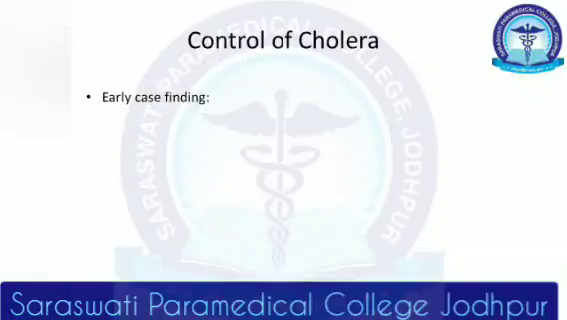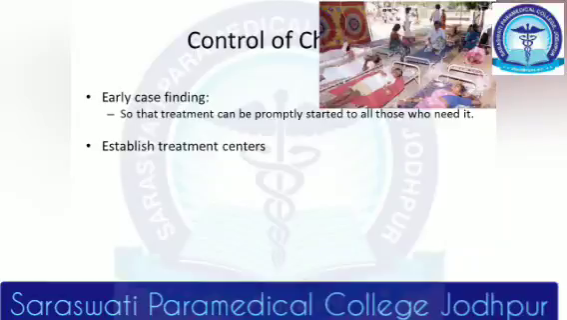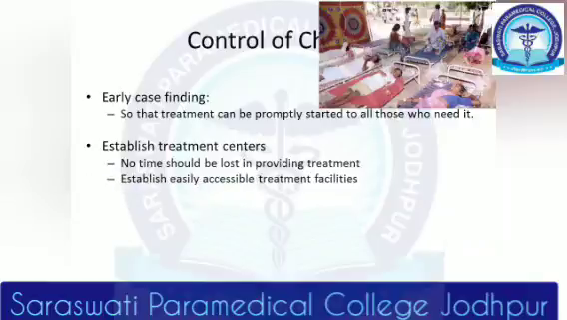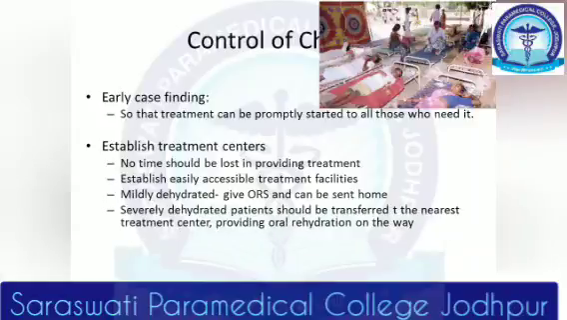Once it is confirmed that there is an outbreak of cholera, there should be a rapid case finding so as to prevent deaths in as many cases as possible, and establish treatment centers nearby so that no time is lost in providing treatment. They should be easily accessible treatment facilities.